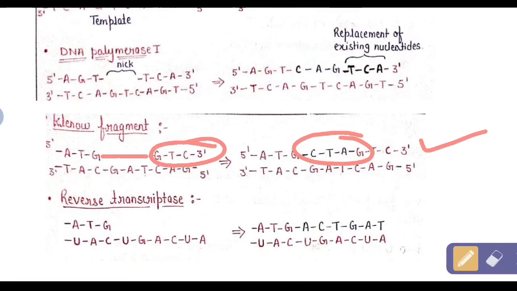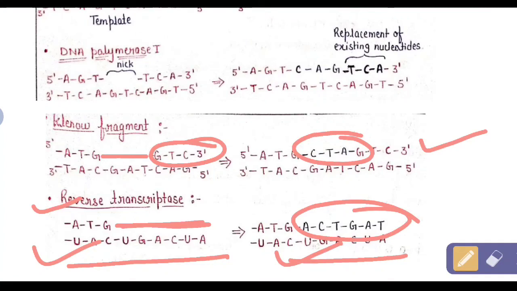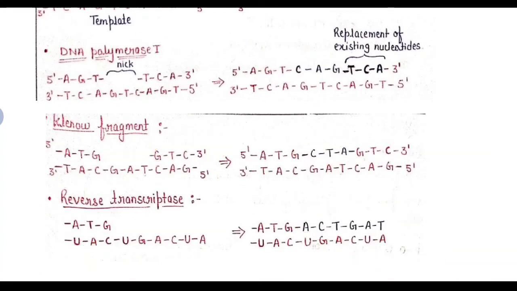Okay. Then we have reverse transcriptase. Reverse transcriptase takes RNA as a template and synthesizes the DNA strand against this RNA template. So here you can see, using this RNA template, the reverse transcriptase can synthesize a DNA strand.